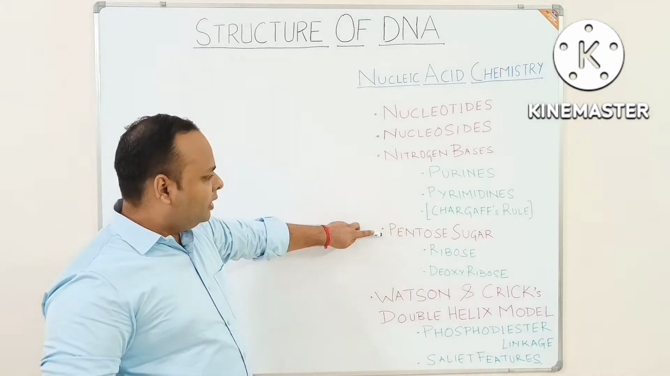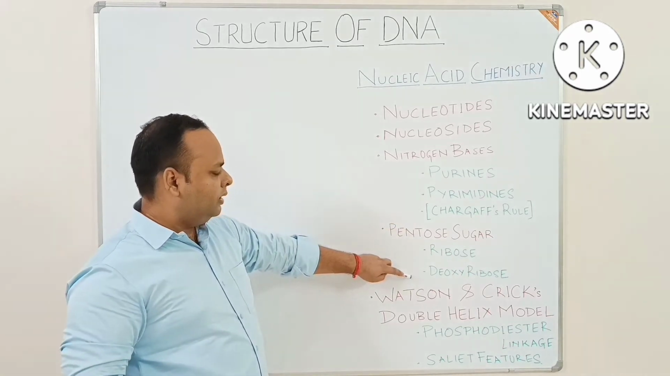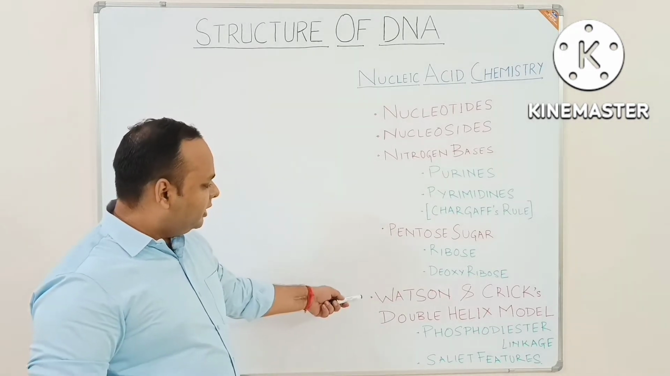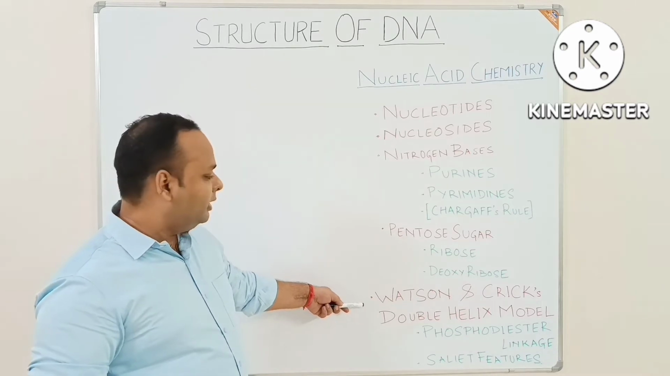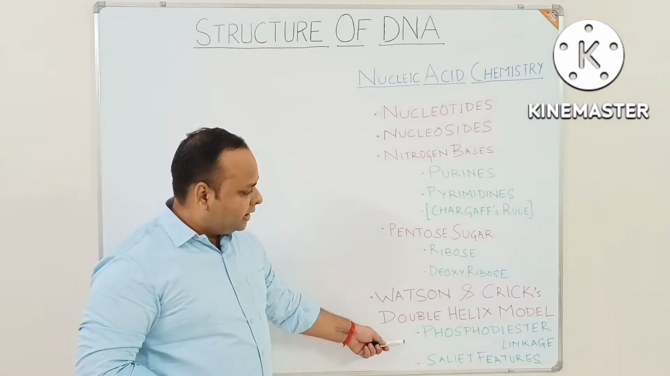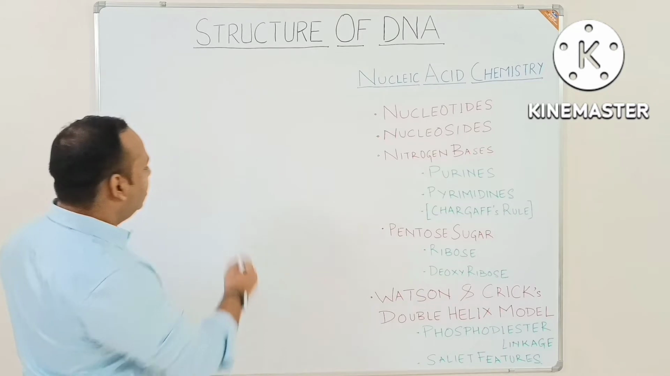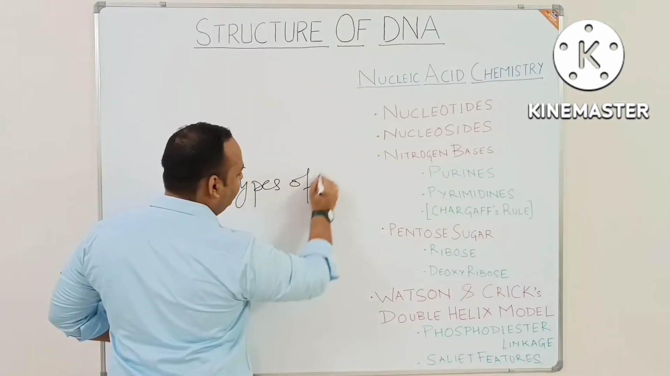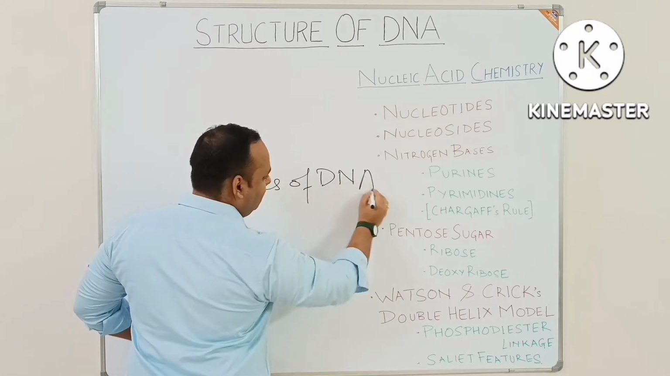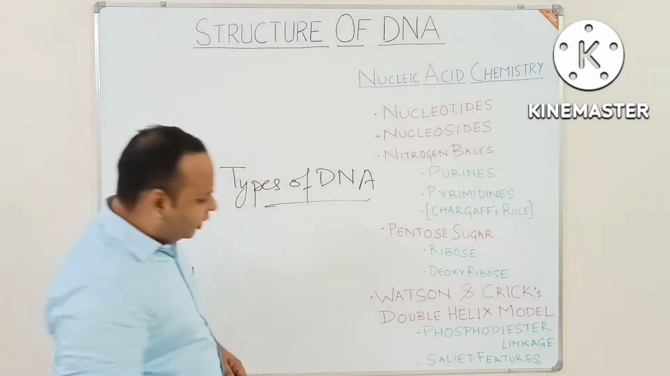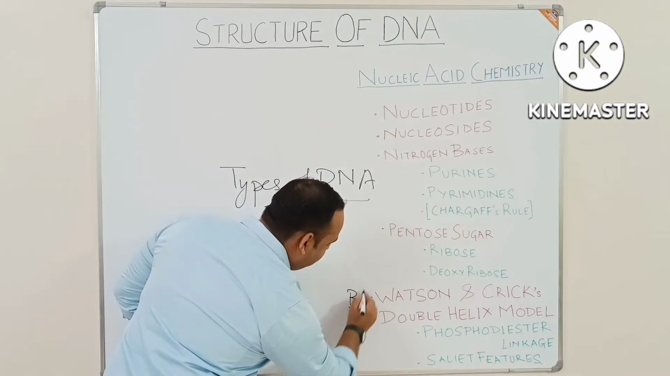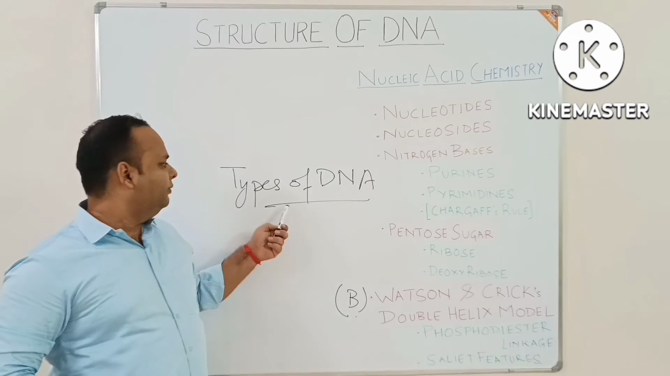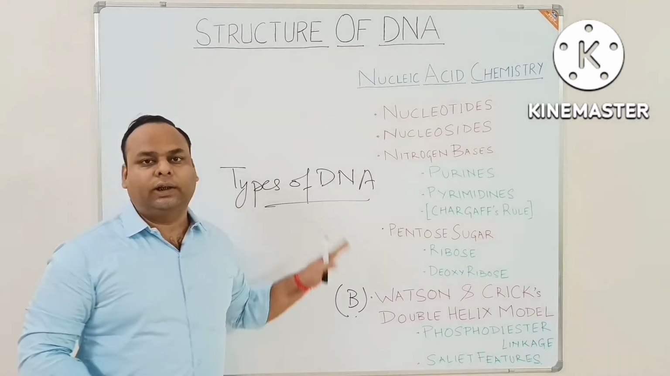We will see the pentose sugar, basically the ribose and deoxyribose sugar. Ribose found in RNA and deoxyribose found in DNA. Then we will study in detail the Watson and Crick's double helix model. We will see the phosphodiester linkage, and in the end we will also see various types of DNA. See, the Watson and Crick model that we study is basically type B DNA, and we will also see the differences between the four types of DNA.